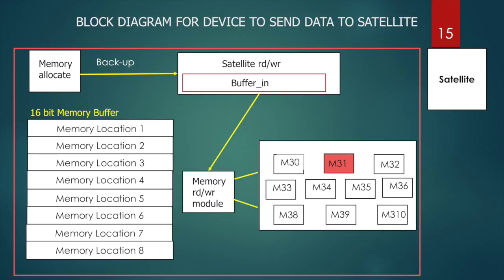The data from M31, 16 bits at a time, will then be stored at the 7th position of the memory buffer as explained before in the description of memory buffer. The data from the memory buffer will then be stored in the satellite read write buffer from where it will be given to the satellite serially.